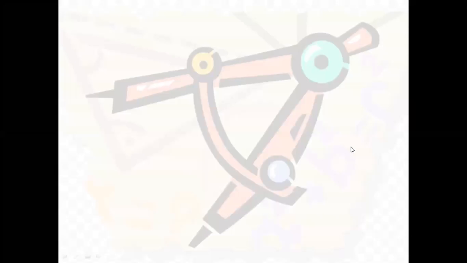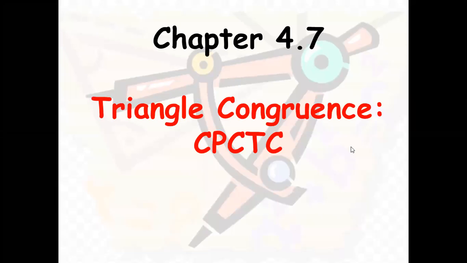Hello everyone. In this video, we will be discussing chapter 4, lesson 7, which is about triangle congruence. This triangle congruence is called CPCTC. Yes, it does look somewhat different from the SAS theorem, but it's similar to that. Just like how we call side angle side SAS or AAS, it's something similar. So we call this CPCTC.